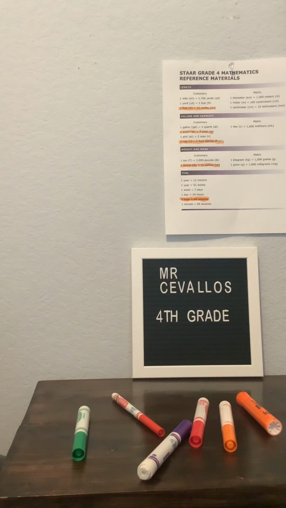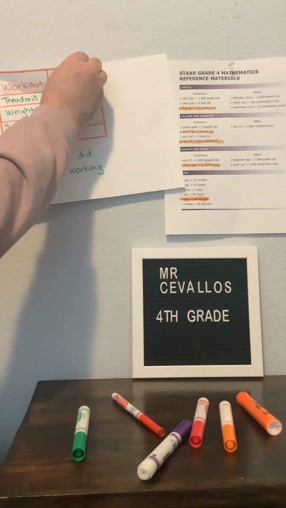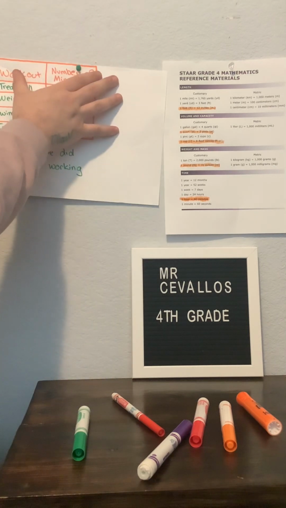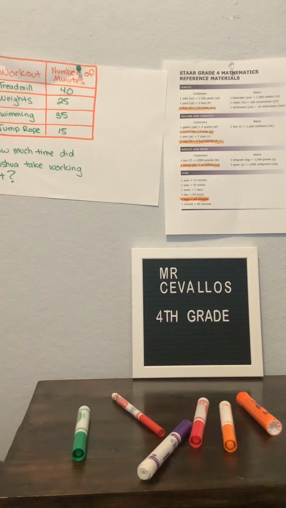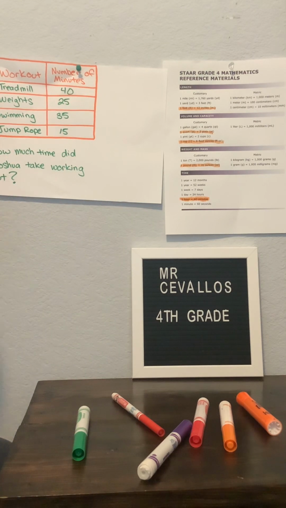Last one. Okay, I'm going to show you another table. This one is about somebody named Joshua. And this somebody named Joshua likes to work out, and so they go to the gym. And when they work out, they do 4 different activities, okay? 4 different exercises. So when they're on the treadmill, they spend 40 minutes.